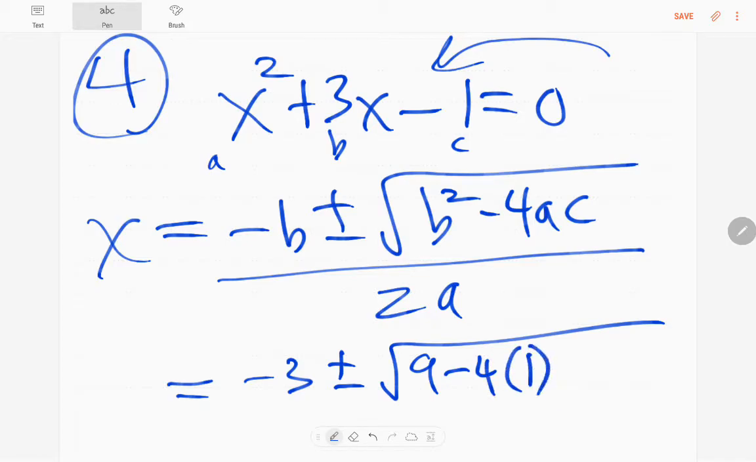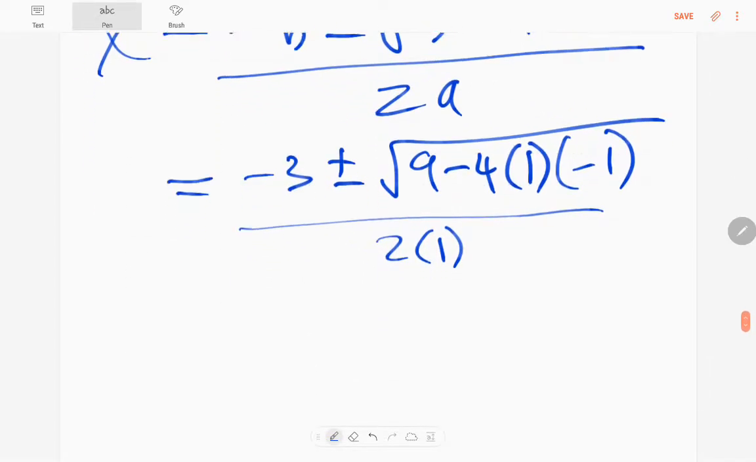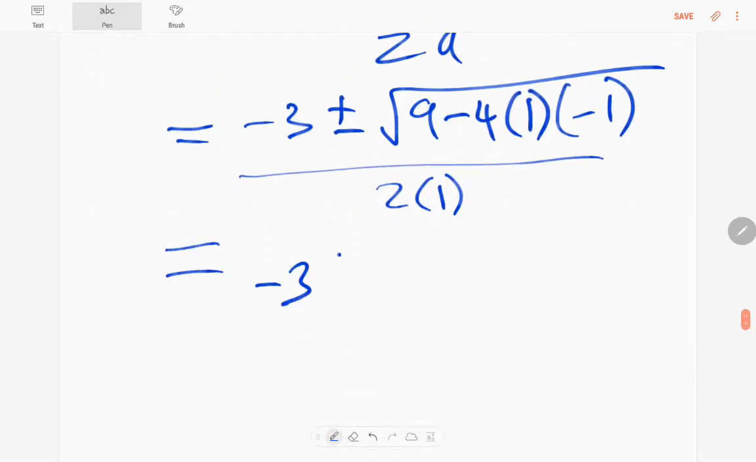B squared would be 9. A is 1, because that's the one in front of x squared. There's an understood 1 there. And it looks like c is negative 1. So notice I'm counting the negative sign as part of the number. All over 2a. So we just have to simplify this.